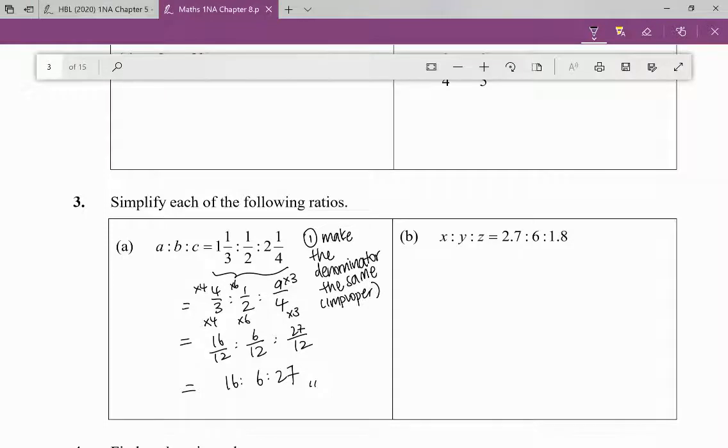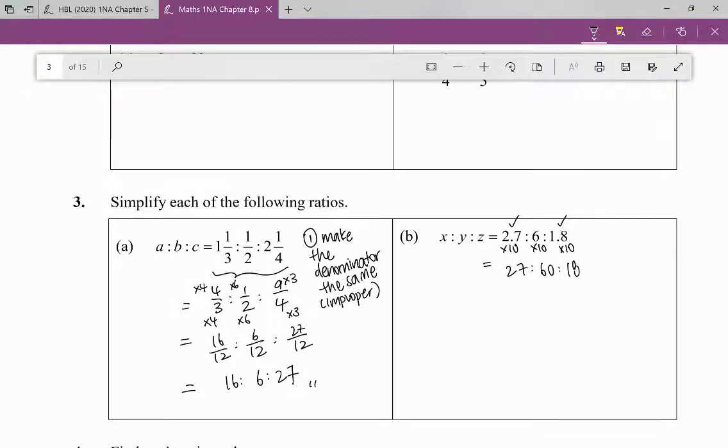Okay, so for the next question, I have 2 numbers in decimals. Remember what we said, we can't have decimal or fraction in ratio, so we'll have to change it to integers. So what I do is I multiply by 10 throughout. Now I have 27, 60, 18. They're all integers, but I can reduce it to simplest form.